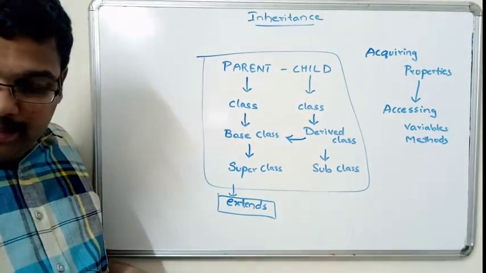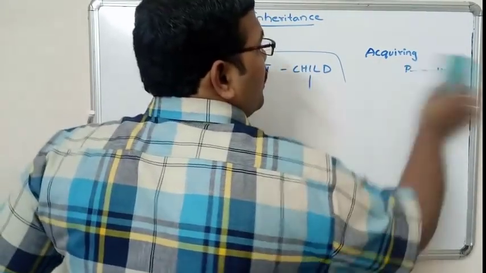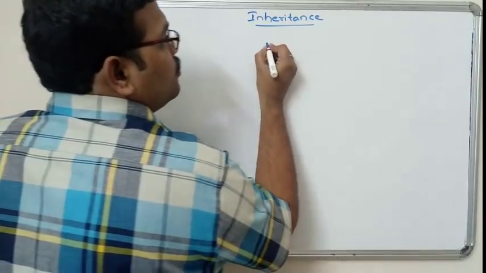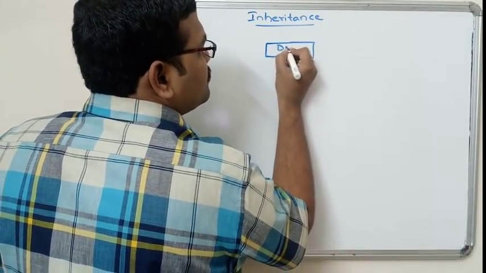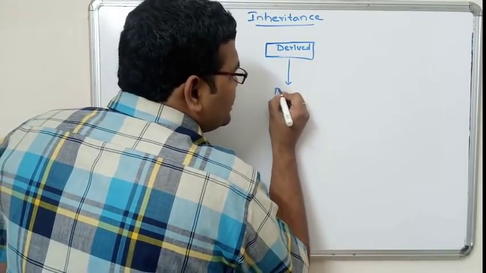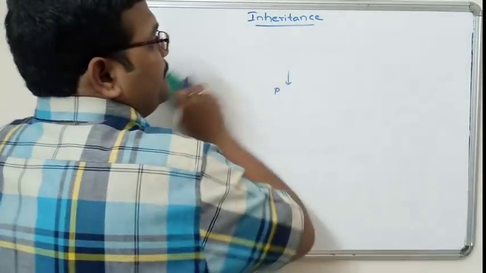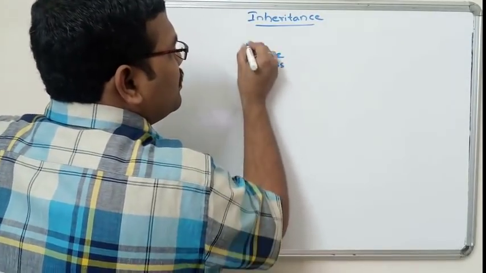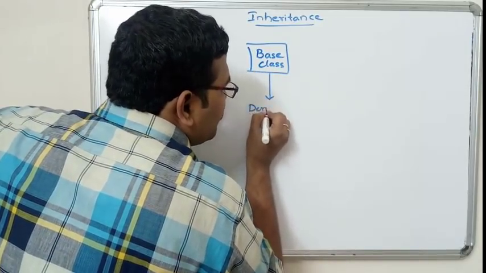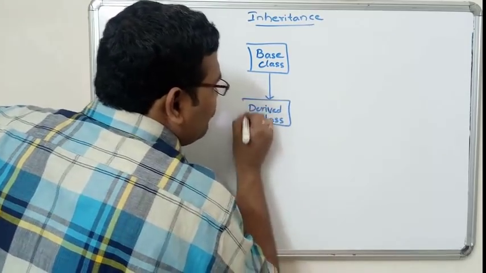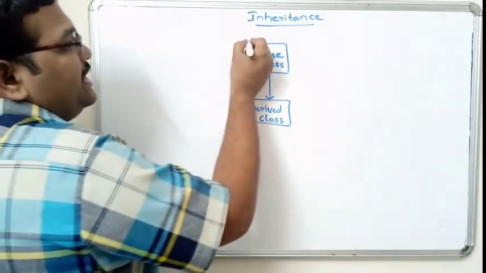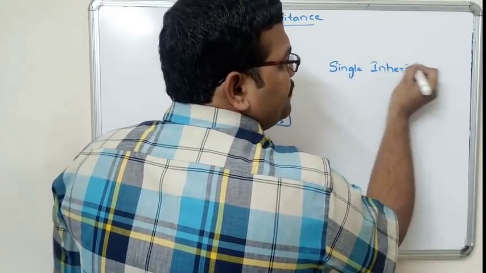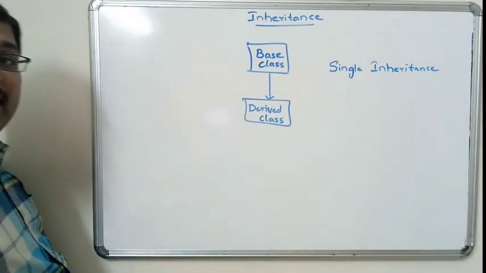So this is the derived class, and this is the base class, and from this base class there will be a derived class. That means this derived class will acquire the properties of the base class. So this is called single inheritance, right? Only the single inheritance.